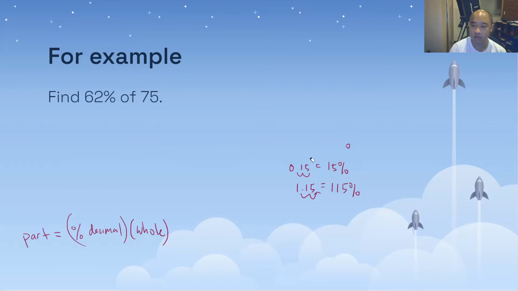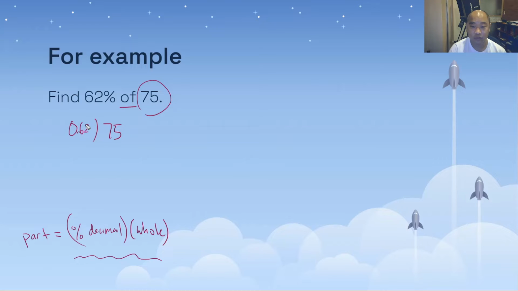Okay, here we go. So here's our percent equation. So let's use it on this. Find 62% of 75. Of tells us that we're looking at the whole, right? So that goes on the right side of the equation, 75. And then we're going to multiply that by 0.62 because this is our percent as a decimal. And that's going to give us our part.